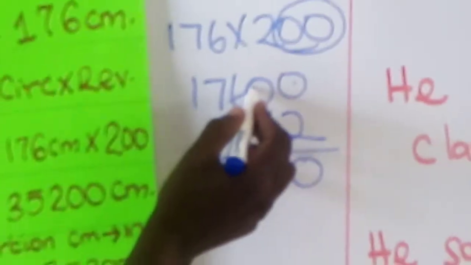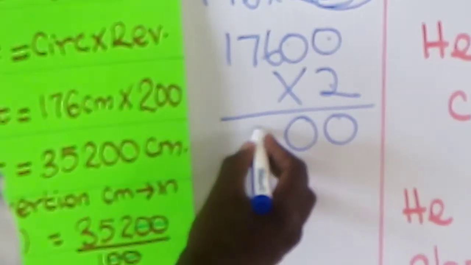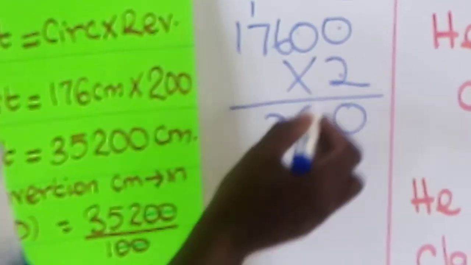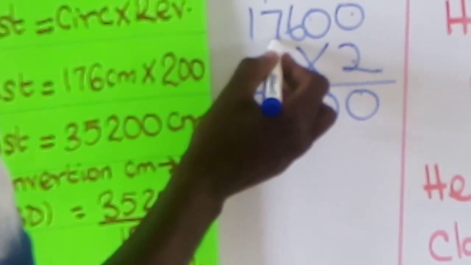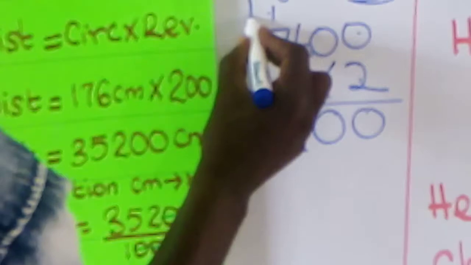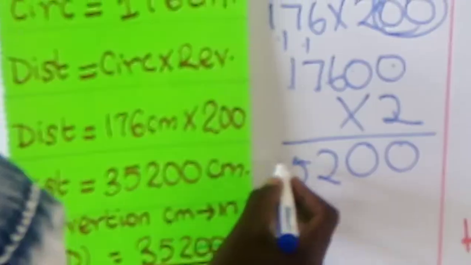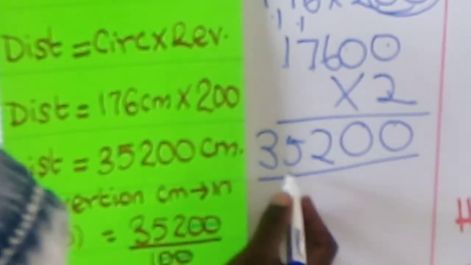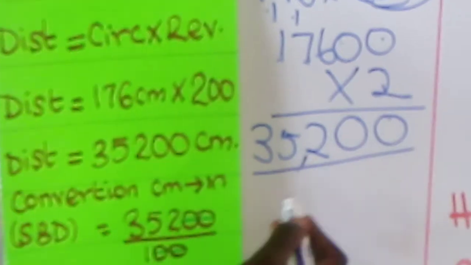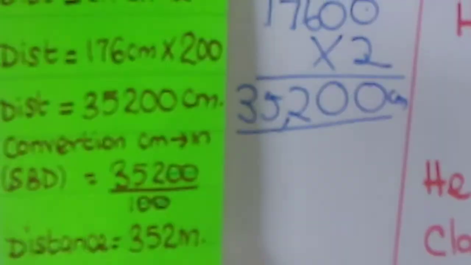2 times 0 is 0. 2 times 0 is 0. 2 times 6 is 12, so we write 2 and we carry 1. 2 times 7 is 14 plus 1 is 15. We write 5, we carry 1. 2 times 1 is 2 plus 1 becomes 3. So the answer becomes 35,200 centimeters. And this is the answer here.